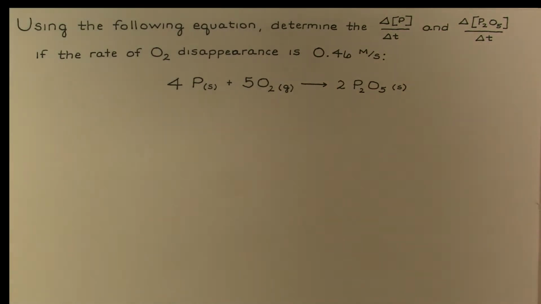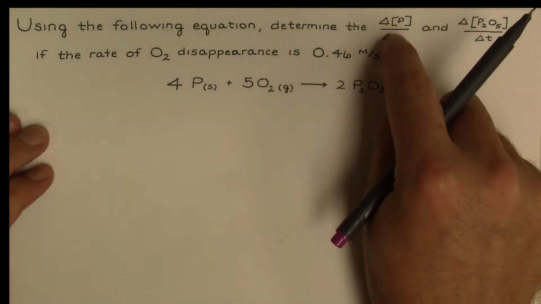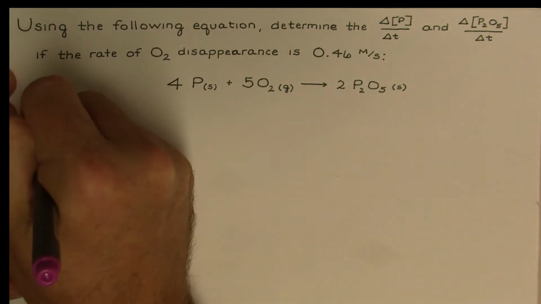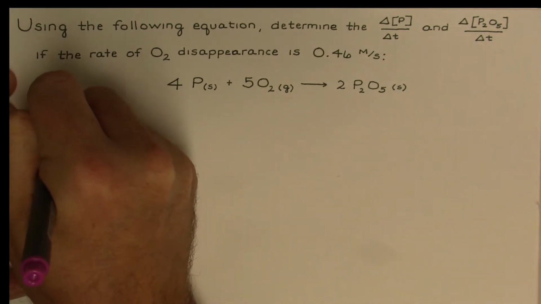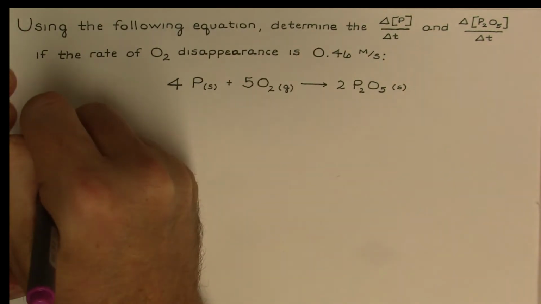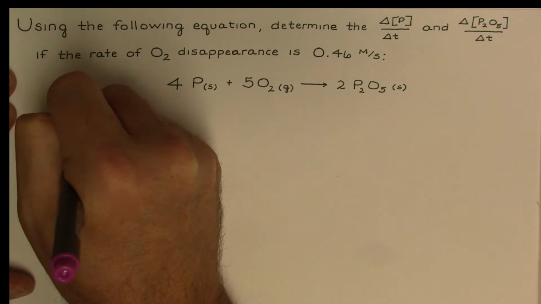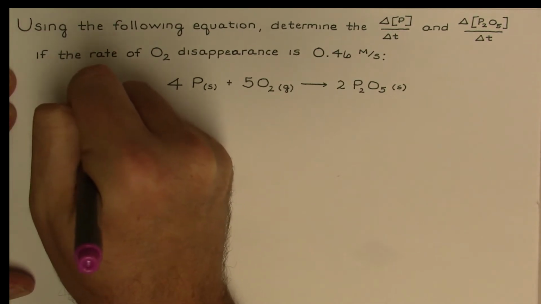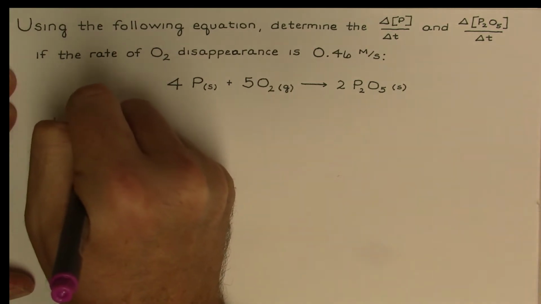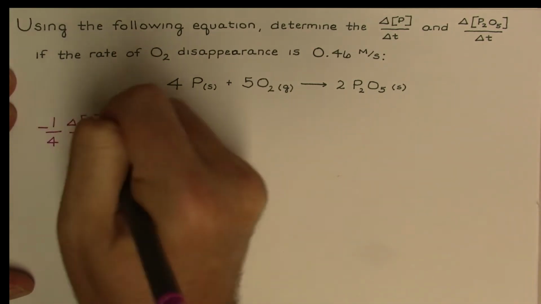We have a balanced chemical equation. So it's important that we go and write our fractional determination using our change in P over the change in time. So this is going to be negative 1 over 4, the 4 coming from the balanced chemical equation. The negative shows that this is a rate of disappearance. We will multiply this times the change in the concentration of P over the change in time, or our rate.